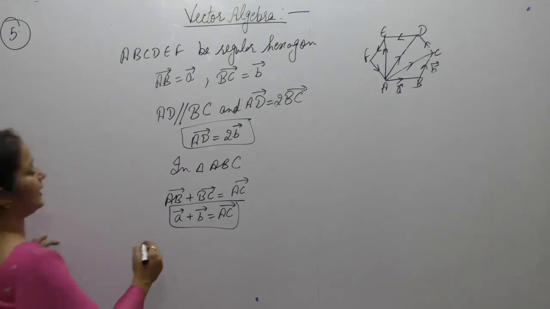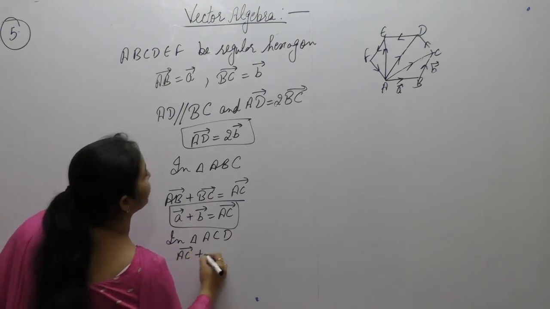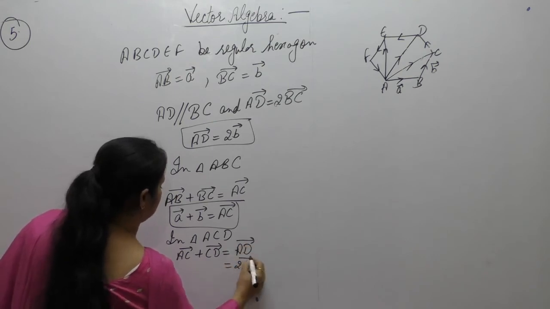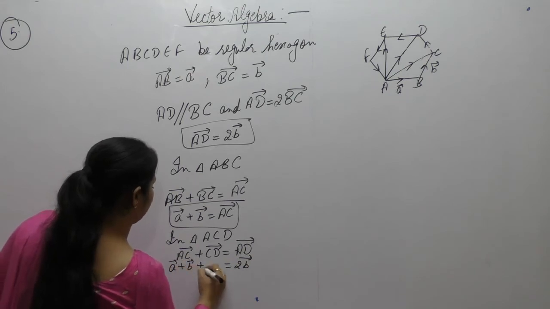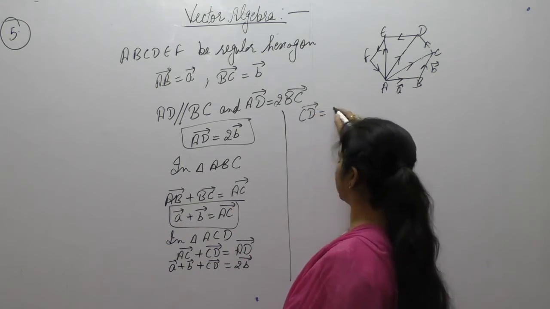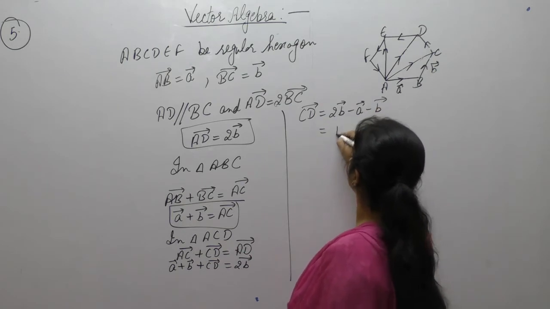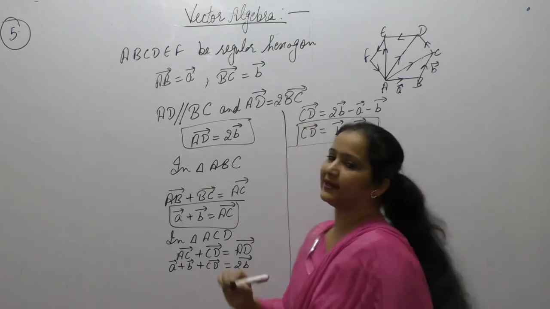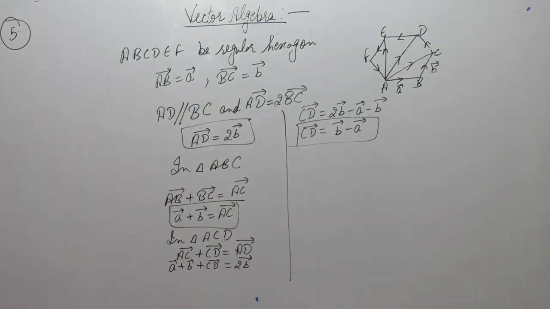Now, in triangle ACD, AC vector plus CD vector is equal to AD vector. AC vector is A vector plus B vector. Now, CD vector is equal to 2B vector minus A vector minus B vector. So, CD vector is equal to B vector minus A vector.